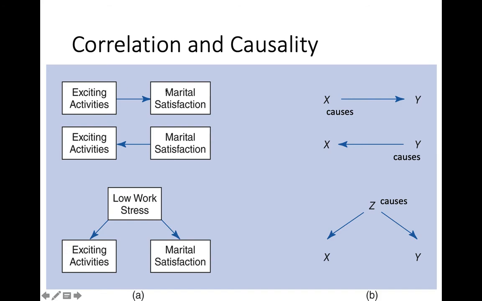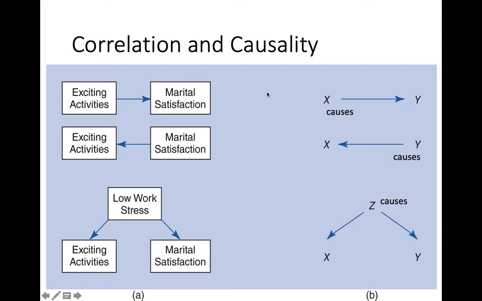Actually, this was from a previous lecture, because we had hours of leisure and mood. You might recall from a previous lecture, one of the examples we were talking about was exciting activities and marital satisfaction. So here's our x variable and here's our y variable. When we collect some data and calculate a correlation coefficient, let's just say that there is a positive relationship between exciting activities and marital satisfaction.